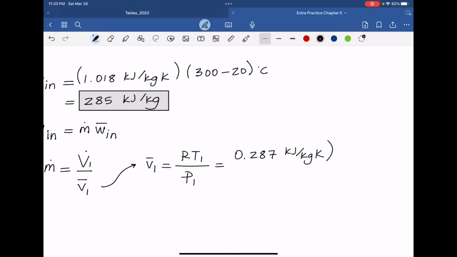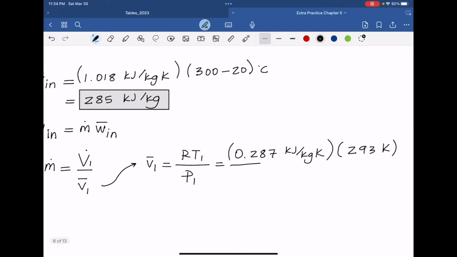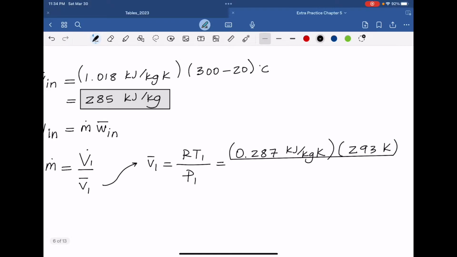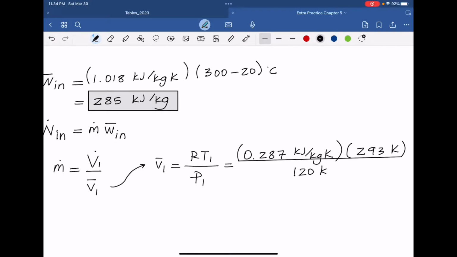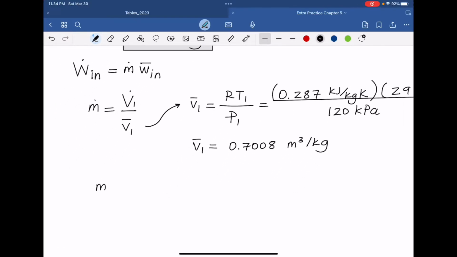This is the ideal gas constant for air, which you can find from table A1. First state temperature. And then pressure has to be in kilopascal. If you solve it, you're going to find this. Now we can use that to calculate the mass flow rate.